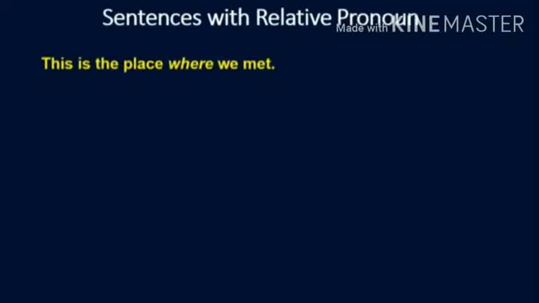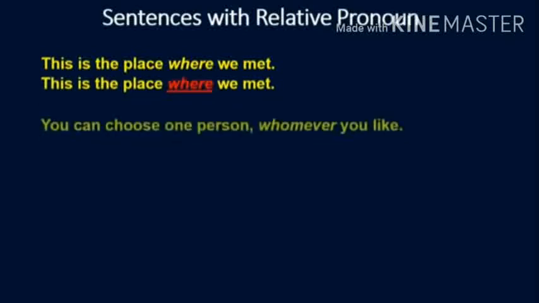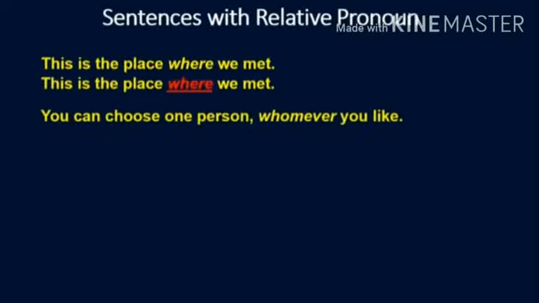And for joining two statements together we use a relative pronoun. For example, this is the place where we met. So where is the relative pronoun. This is the place. We met in that place. These two statements are connected with where. This is the place where we met. Where is the relative pronoun.